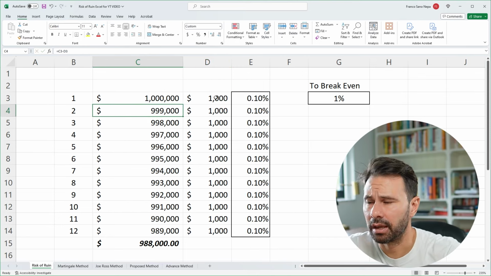All right, now after we've seen what doesn't work, let's see what works. The proposed method that I use here is just a fixed percentage of your account.